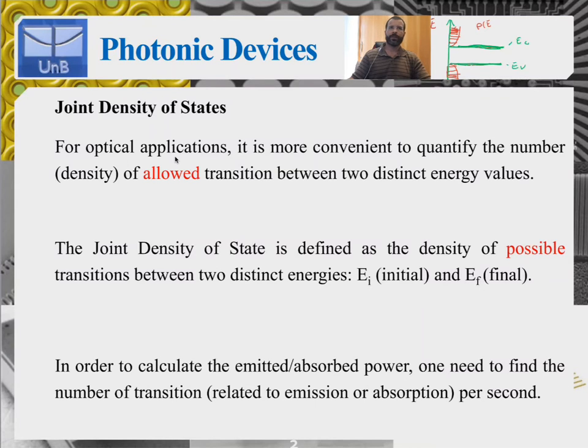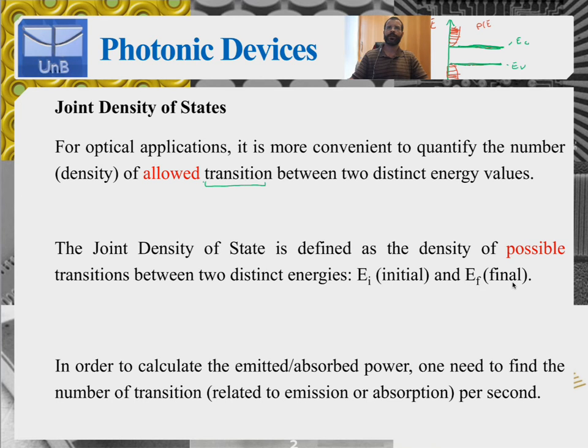For optical application, it's more convenient to quantify the density of allowed transitions, with emphasis on transitions here, between two distinct energy values, and this is done by the joint density of states. So the joint density of states is defined as the density of possible transitions rather than the density of levels of states itself. It's the density of transitions between two distinct energies, EI, the initial energy, and EF, the final energy.